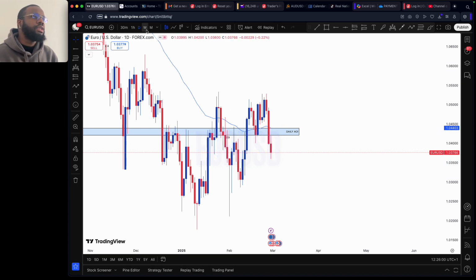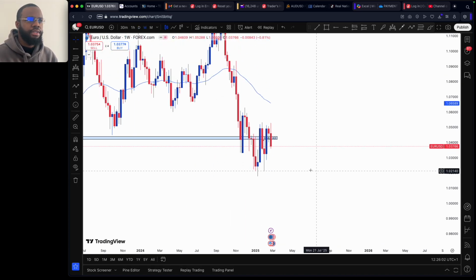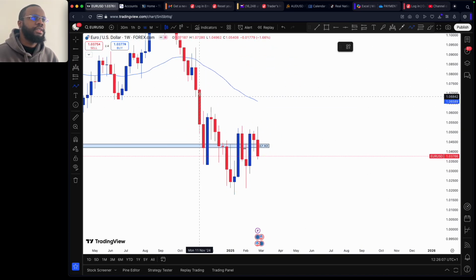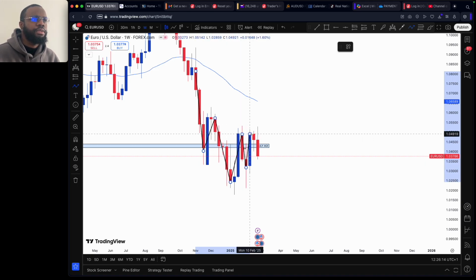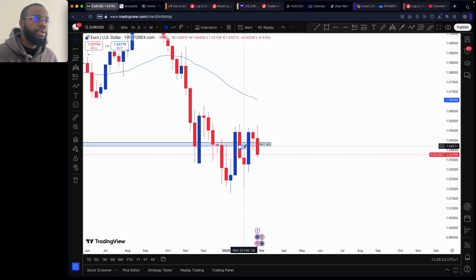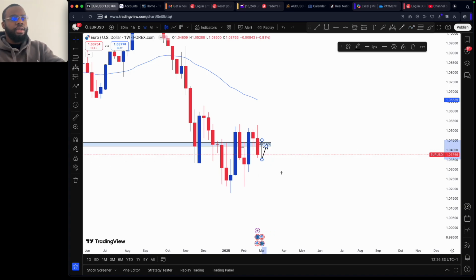Euro USD on the weekly is bearish because we had a lower low, a lower high, and a lower low. On the weekly, price has just been dancing here. As you can see, whenever we close bearishly under the zone, we retest and sell. Then when we close above, we retest and buy. Now we have closed below. This is the candle we have closed below. Now we'll retest to sell. That is on the weekly.